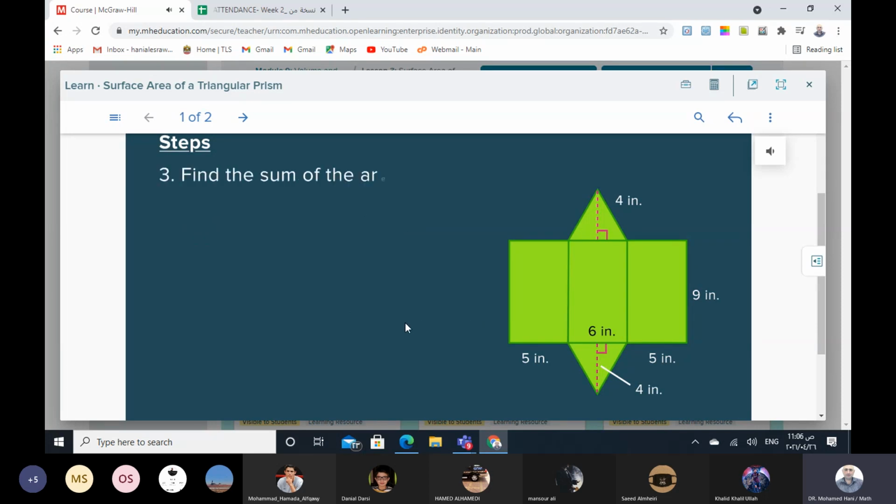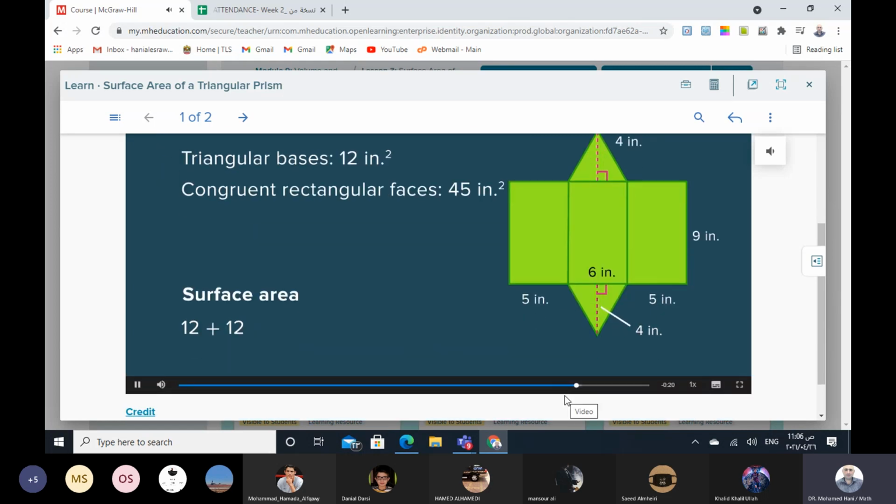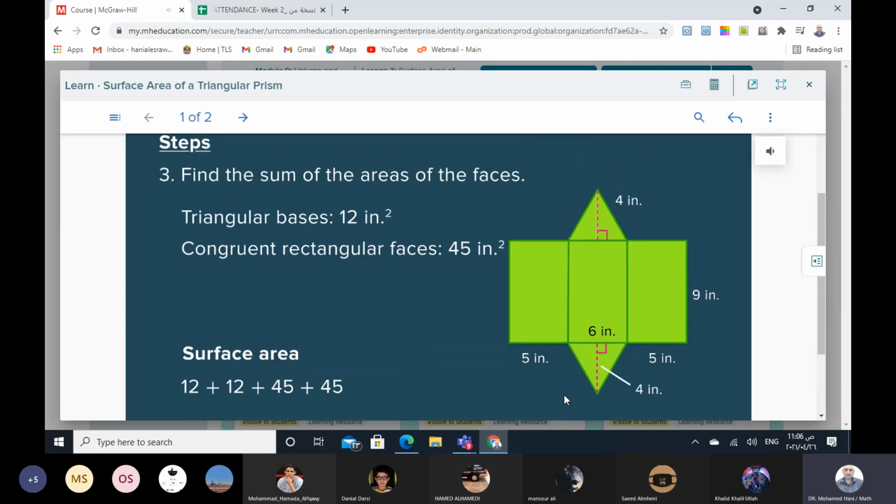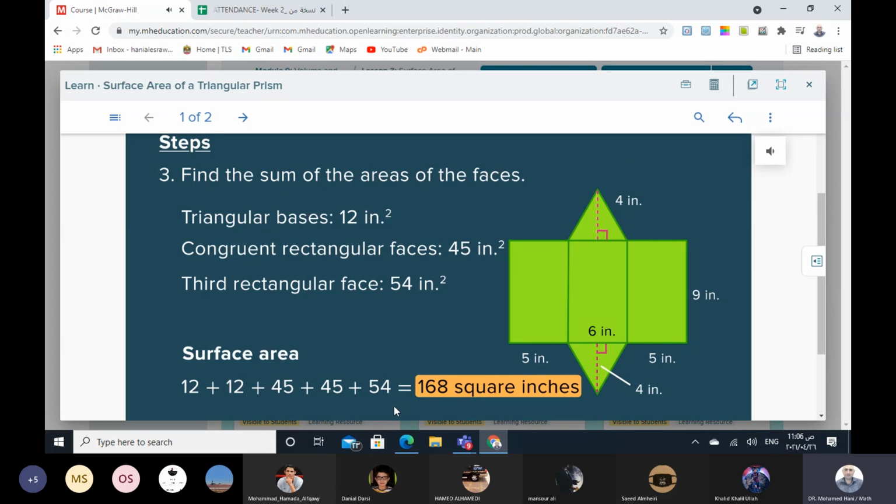Finally, find the sum of the areas of all the faces. Add the areas of the two triangular bases, the two congruent rectangular faces, and the third rectangular face. The sum of the areas of all the faces is 168 square inches.